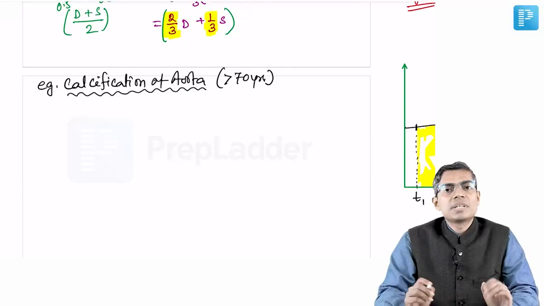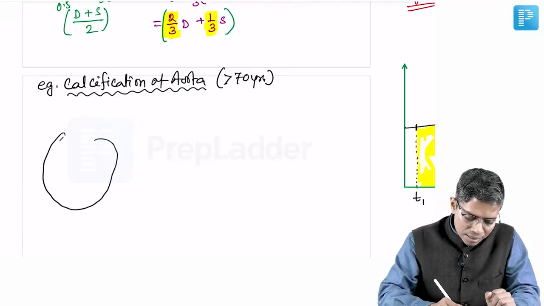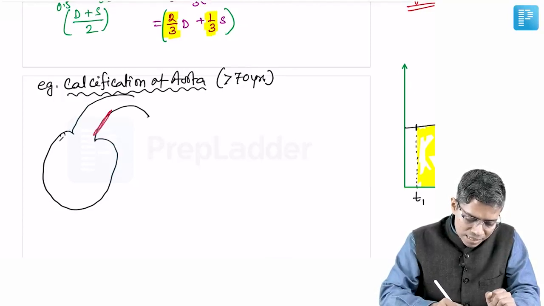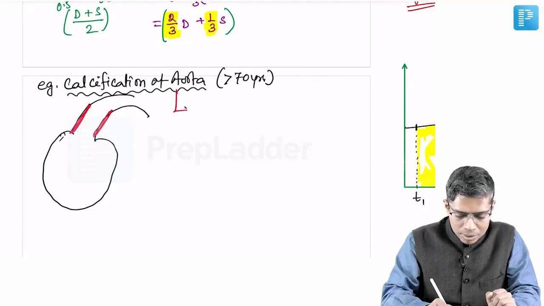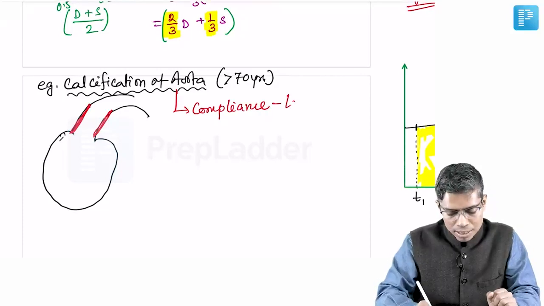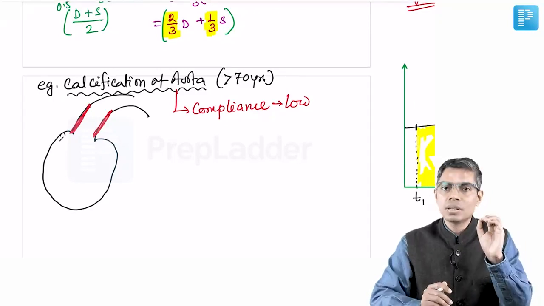So whenever this calcification of the aorta is occurring, I can imagine a diagram like this, that this is the left ventricle and this is my arch of aorta. So there is calcification at the wall of this arch of aorta. Tell me what will happen to the compliance of the vessels, compliance of the aorta in this condition. Is it low or high? Obviously the aorta becomes stiffer, so the compliance will be lower.